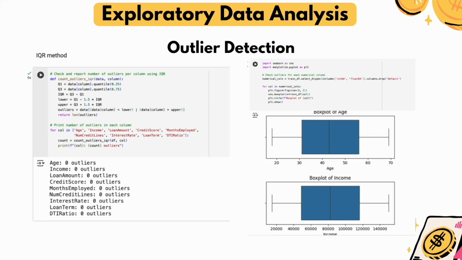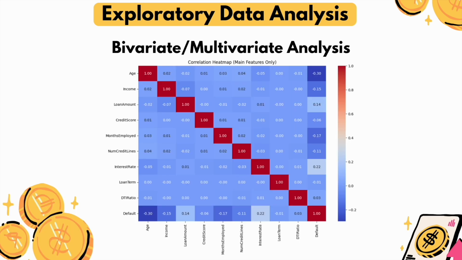For outlier detection, we used both the IQR method and boxplot. The result: no major outliers in key features like age and loan amount, so overall the data is in excellent shape for modeling. Next, we examined how features are related to each other using this correlation heat map. The good news is, no correlation is too strong. The highest is around minus 0.30 between age and default, meaning younger borrowers tend to default more.